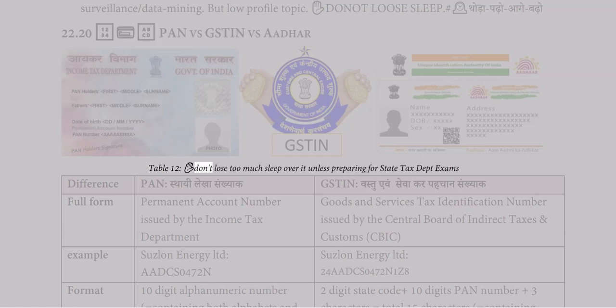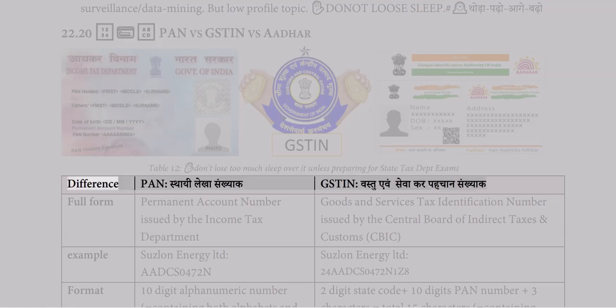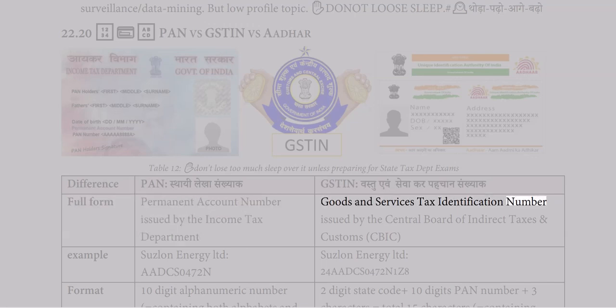Table 12. Don't lose too much sleep over it unless you are preparing for state tax department exams. Difference between PAN and GSTIN. PAN, full form Permanent Account Number, is issued by the Income Tax Department. GSTIN, Goods and Services Tax Identification Number, is issued by the Central Board of Indirect Taxes and Customs, CBIC.